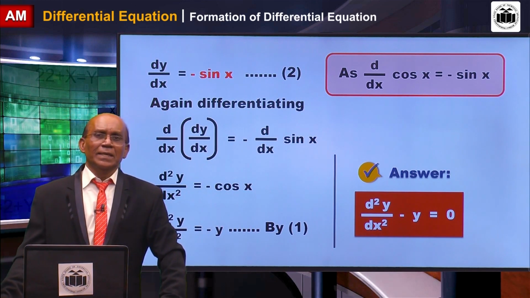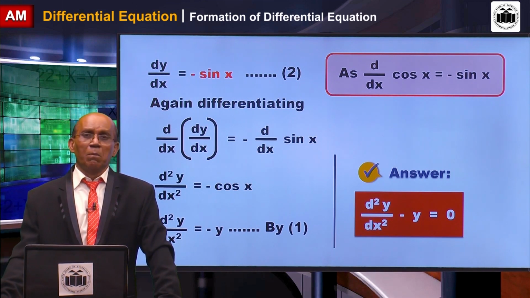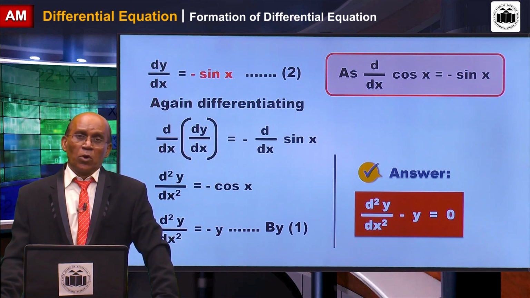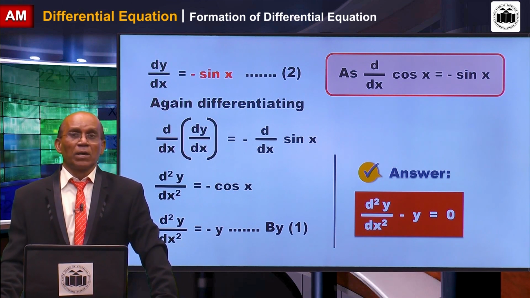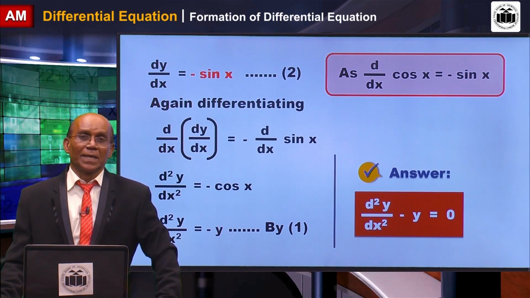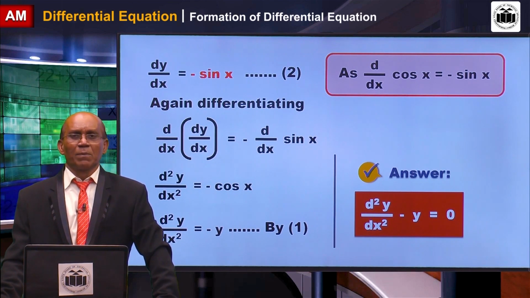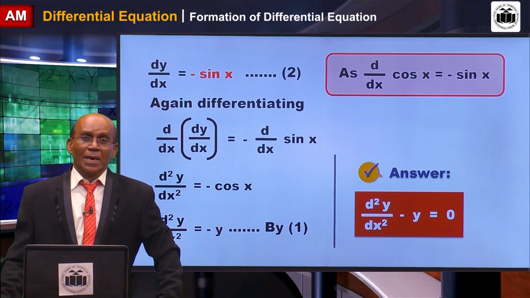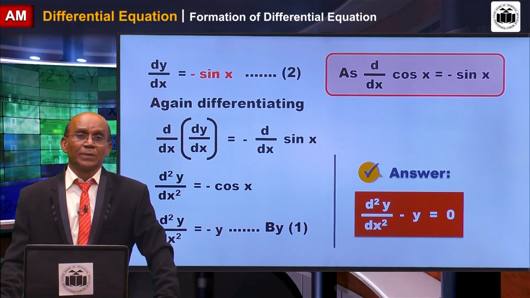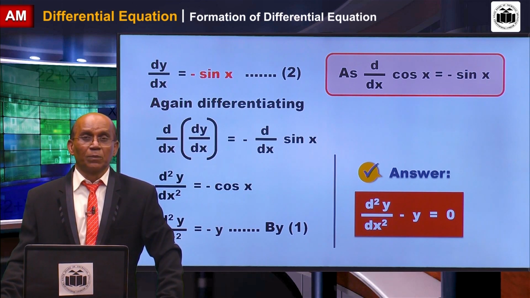Again differentiating, d by dx of dy by dx equals minus d by dx of sin x. So d square y by dx square equals minus cos x. And that value of cos x is already given as y, hence we can say d square y by dx square equals minus y.